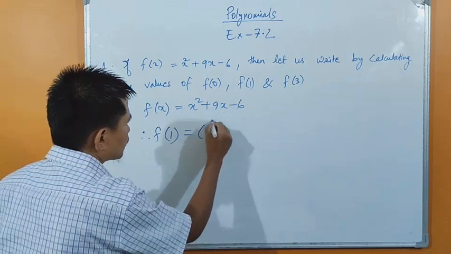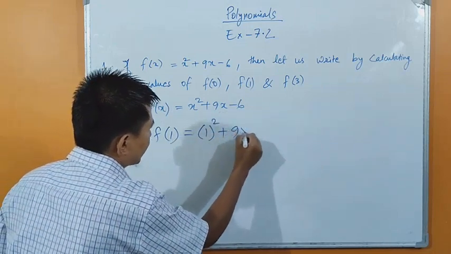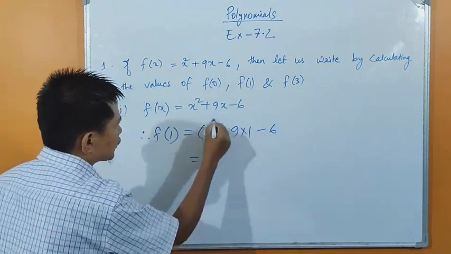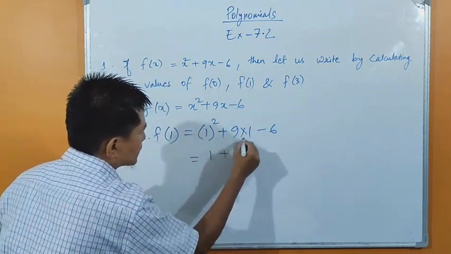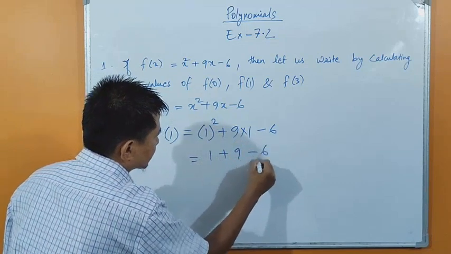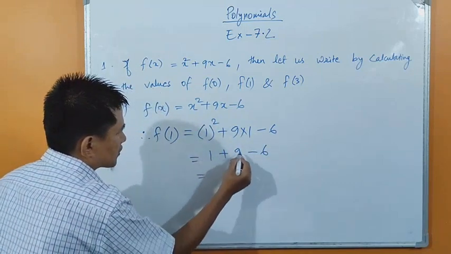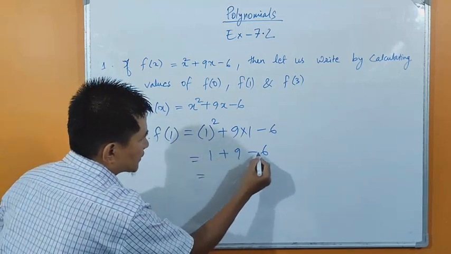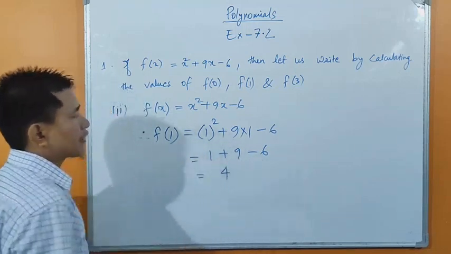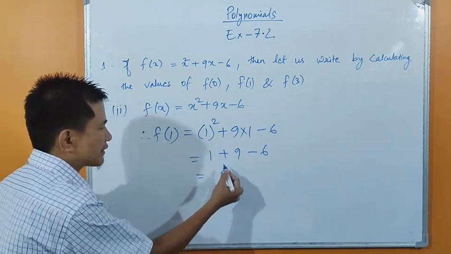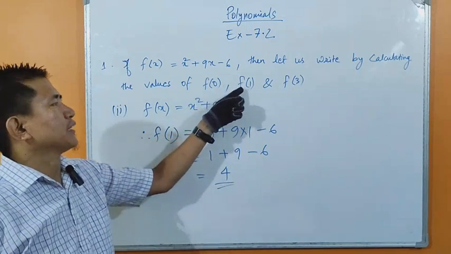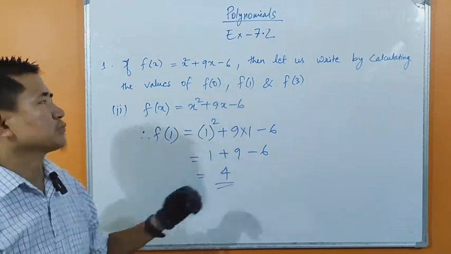So 1 squared plus 9 into x means 9 into 1, minus 6. So 1 squared is 1, plus 9 ones are 9, minus 6. This 1 is positive and 9 is also positive, so 1 plus 9 is 10, and 10 minus 6 is 4. The sign of the greater number comes in front. So 10 is greater, and this is plus 4. This is the answer to this question, that is f(1). The value of f(1) is plus 4.